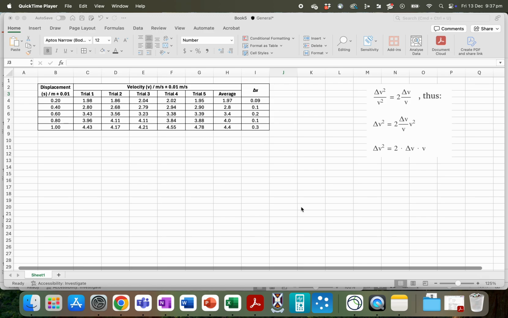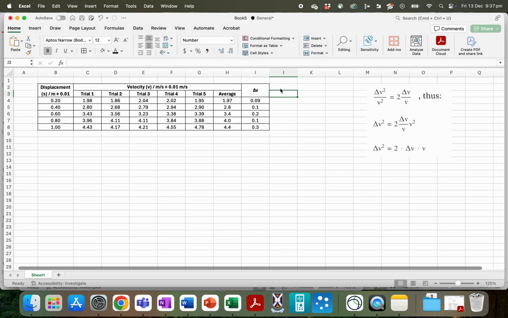Okay, so now we're going to go ahead and work out the velocity squared and uncertainty in the velocity squared. This is because our linearized data should be v squared versus s, not v versus s. Okay, so let's go in here and put a heading. So velocity squared. Okay, so symbol v squared.